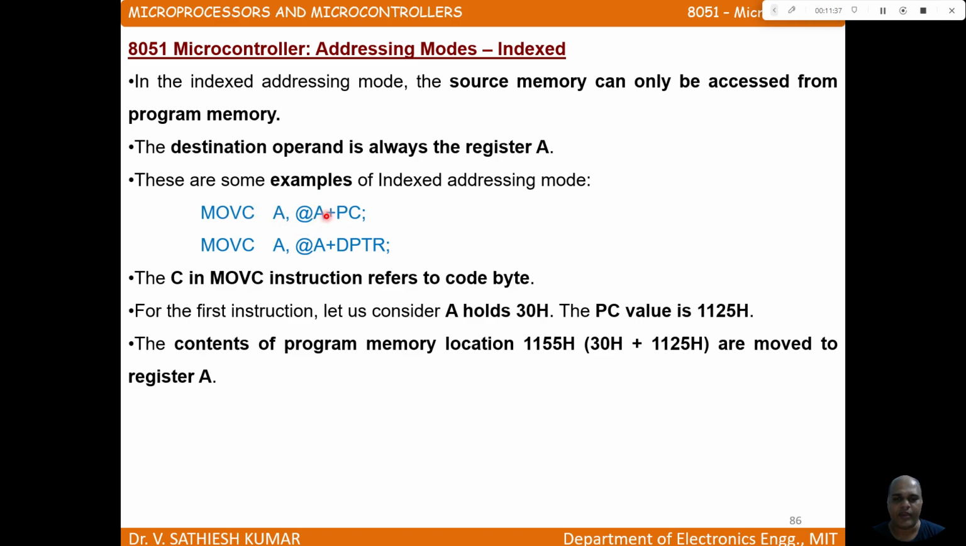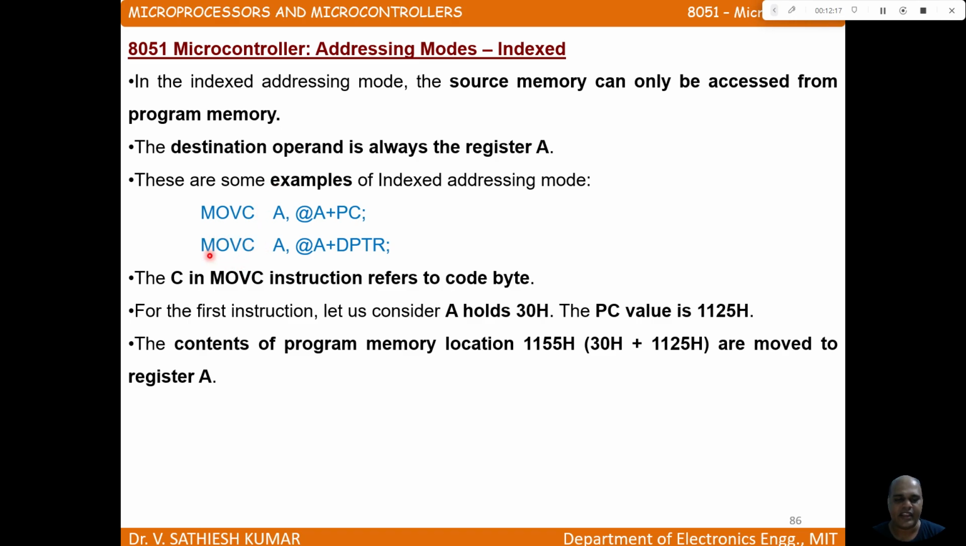So we have an accumulator, and this content is added with your program counter. So it generates an address. From that address we take the data and move it on to your accumulator. For example, if my accumulator contains 30H and my program counter value is 1125H, what we essentially do is add these two values, 30H plus 1125H, so it becomes 1155. In this 1155 address location we have some data. So that data is moved to your accumulator.